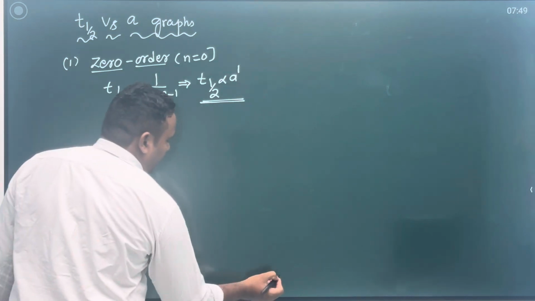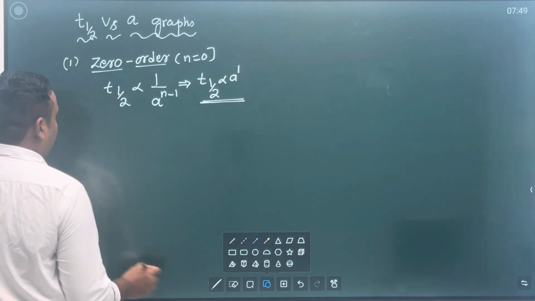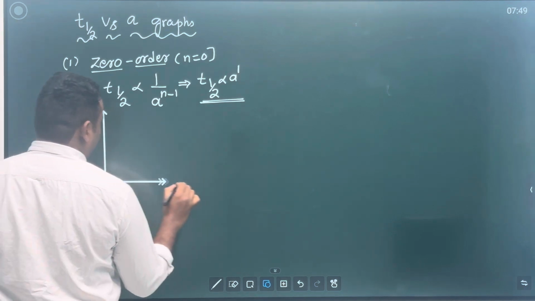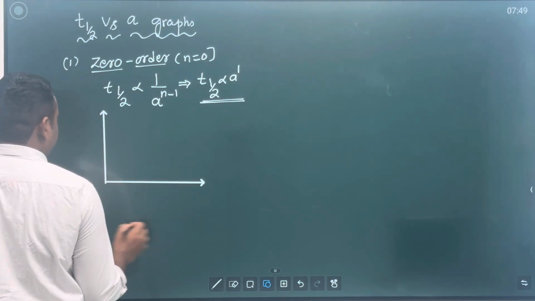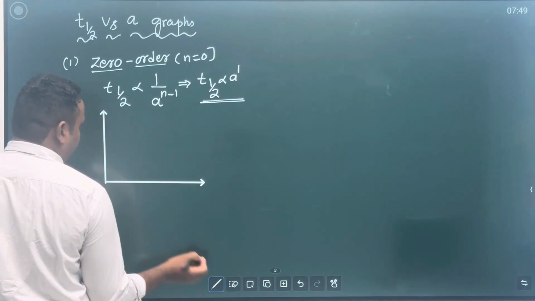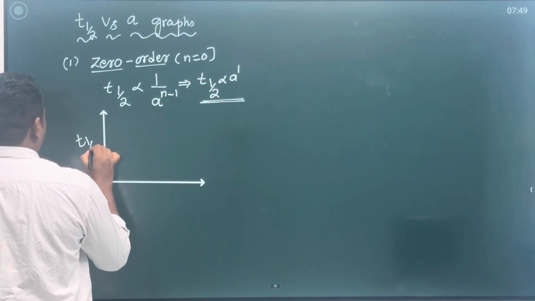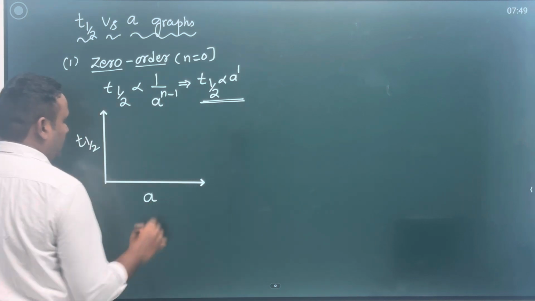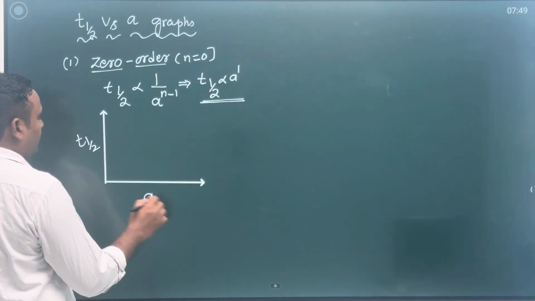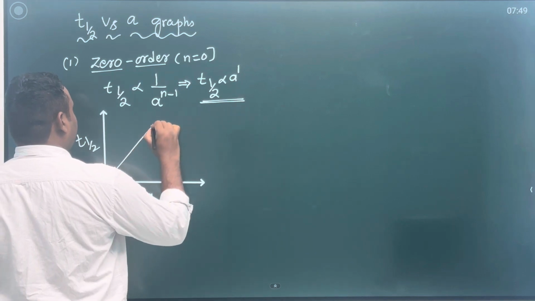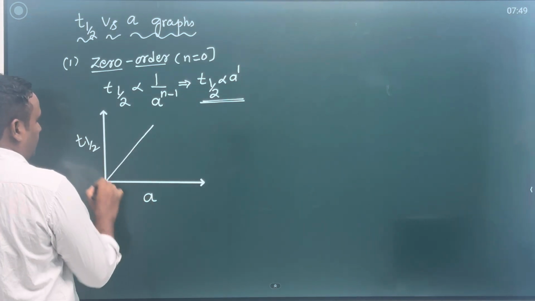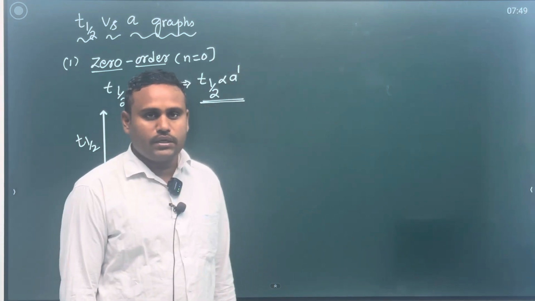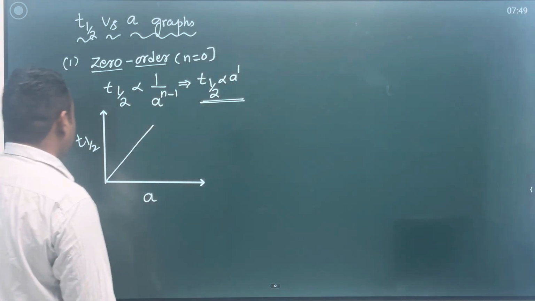Now let us draw the graph between t half versus initial concentration, t half and a. How are t half and a related? They are directly proportional. As the initial concentration increases, t half also increases in zero order reactions.